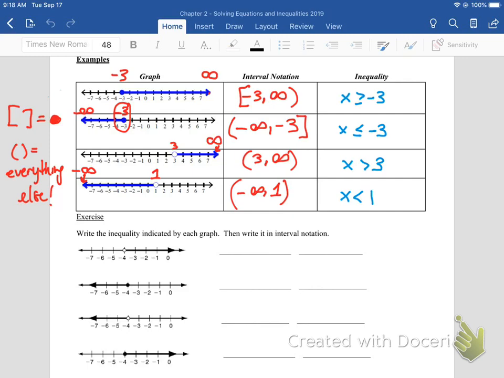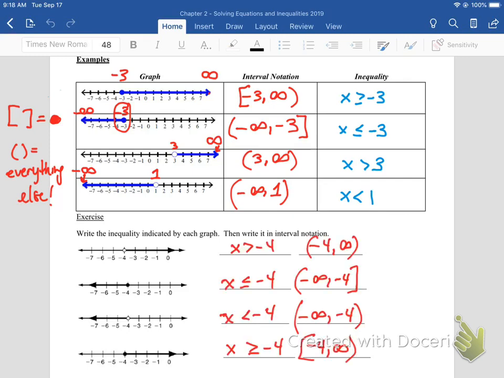So this is called interval notation. It's just a way of expressing an inequality, the beginning and the end of it, in an easier way. Okay, so you're going to write the inequality and interval notation in the graph below. After you finish this, go on to video number 2.